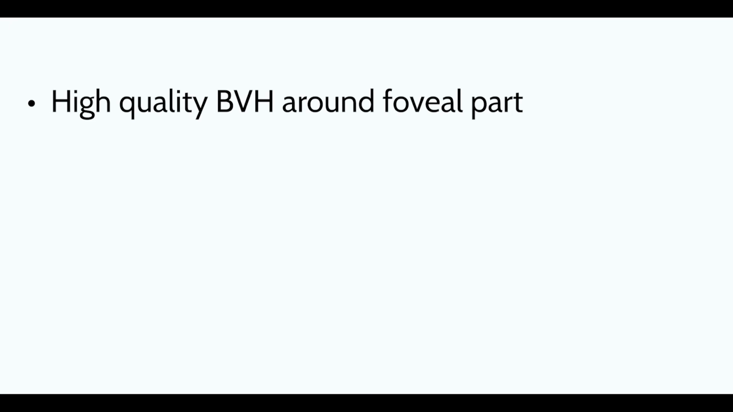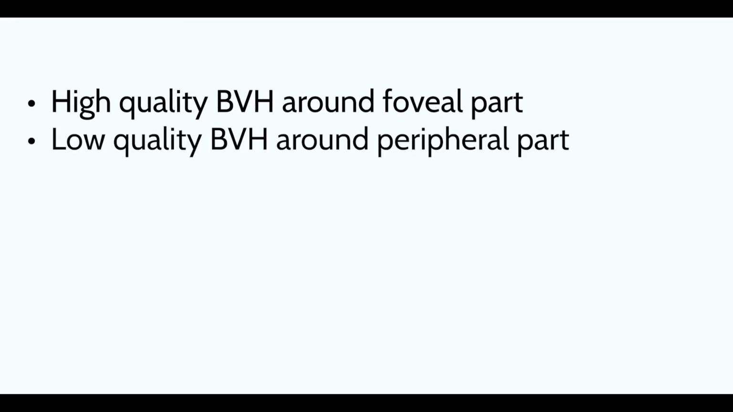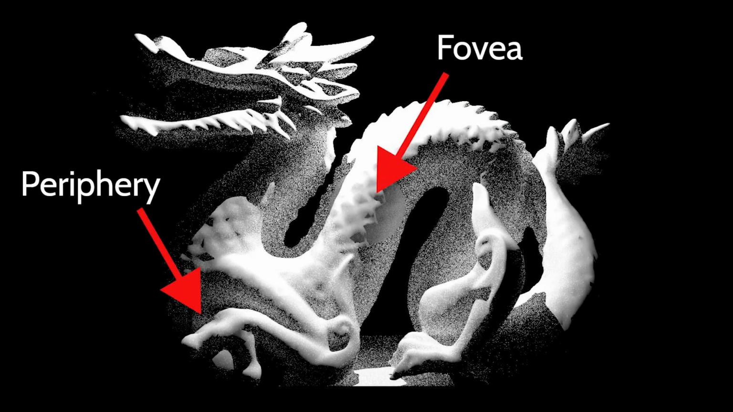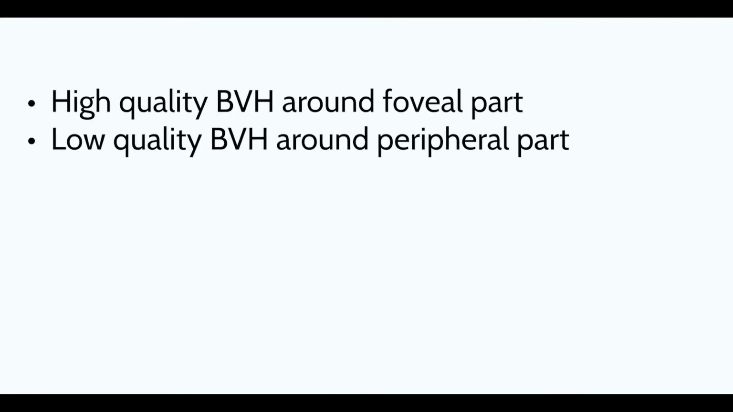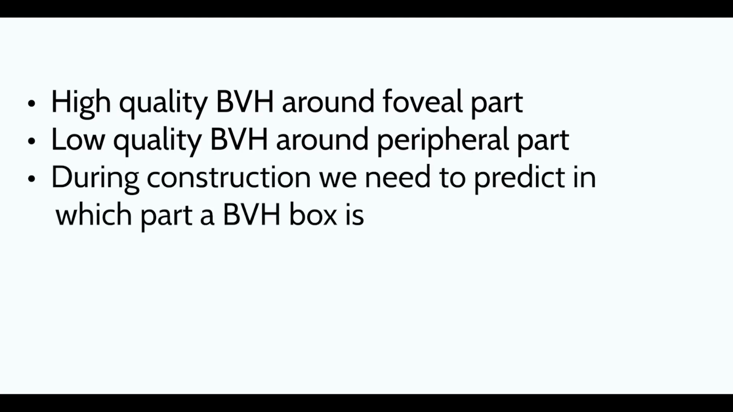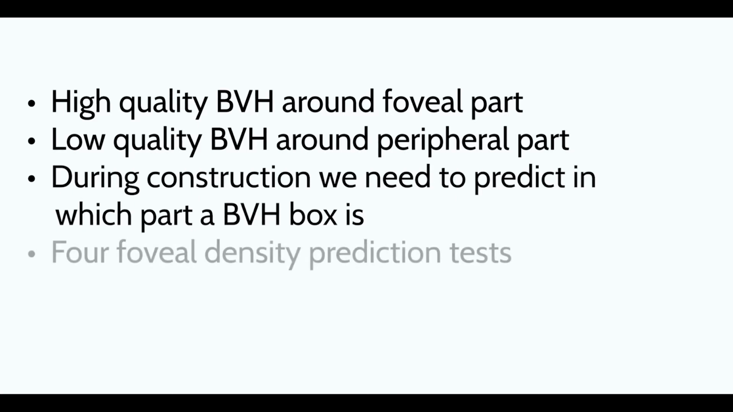We would like to build a high quality BVH around the part of the model inside the fovea and a low quality BVH around the other parts of the model. Now it is easy to see which part of the model lies in which region, but for the adaptive BVH builder, we need to know this during construction of the BVH, so before we actually render the image. We cannot know for sure until we actually render it, but it is possible to make a prediction about this. I tried 4 different tests to predict during construction which boxes of the BVH lie in which region. These are the foveal density prediction tests.